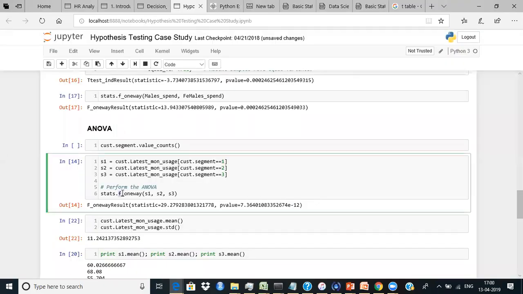Now, why do we call it F one way? The reason we call it F one way is in ANOVA, the test statistic that you calculate, which you will see in linear regression, follows an F distribution. When we do linear regression, you will clearly understand why F. You will see in the numerator you have a square of normal, in the denominator also there is a square of normal.